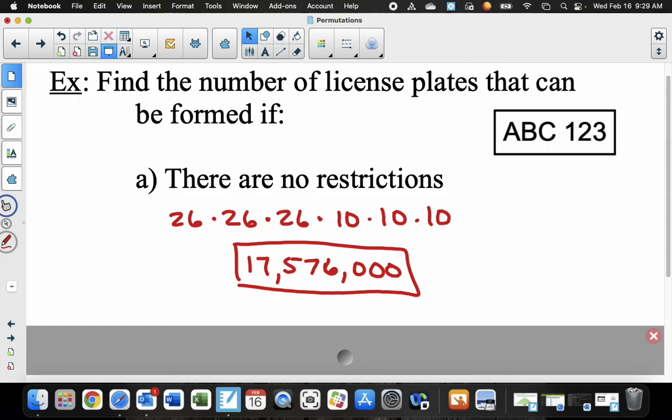Let me ask you this. So now, if I added one more number, what would this final answer be? Times 10. You'd go from having 17 million possibilities to 170 million possibilities just by adding an extra number to the license plate. They went from 17 million to 170 million. And now you got plenty of options. Now you don't have to worry about that, that's why they did it.